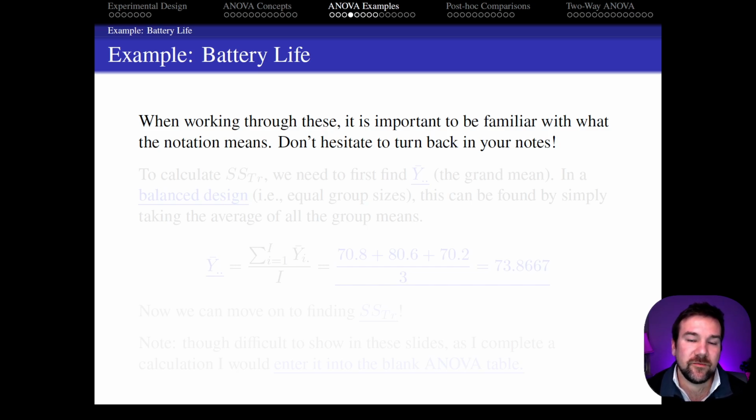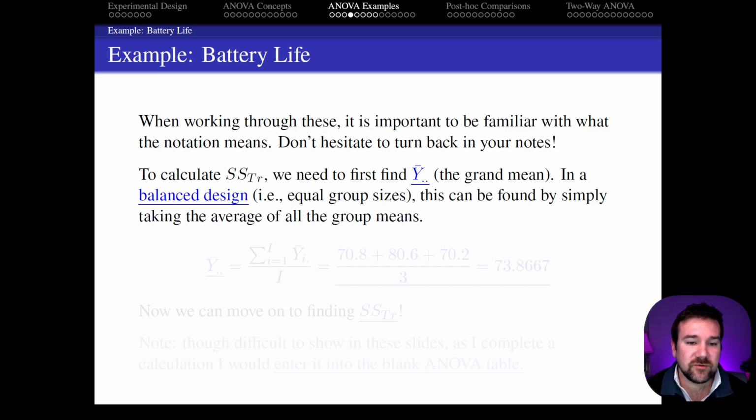Again, it's important to be familiar with what the notation means. As I talk through these equations, again, this is a somewhat notation-heavy chapter, probably our heaviest one notation-wise, so don't hesitate to turn back in your notes to follow along. For the sum of squares treatment, we're going to first find y dot dot bar. Remember, that's the grand mean.